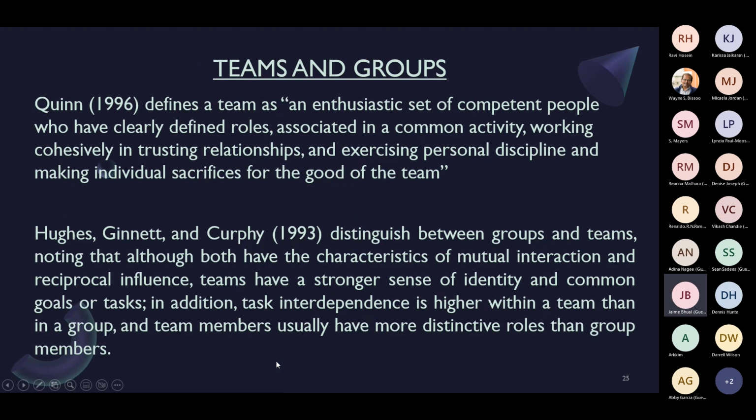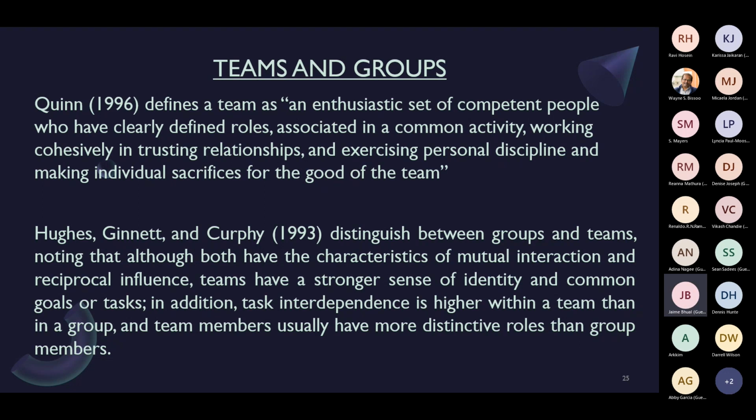Thanks, Lindsay. Welcome. So we're going to talk about teams and groups now. And it is important to note that all groups are not teams. Teams are more than just a group of people working together toward a common goal. Quinn, 1996, defines a team as an enthusiastic set of competent people who have clearly defined roles, associated in a common activity, working cohesively in trusting relationships, and exercising personal discipline and making individual sacrifices for the good of the team.